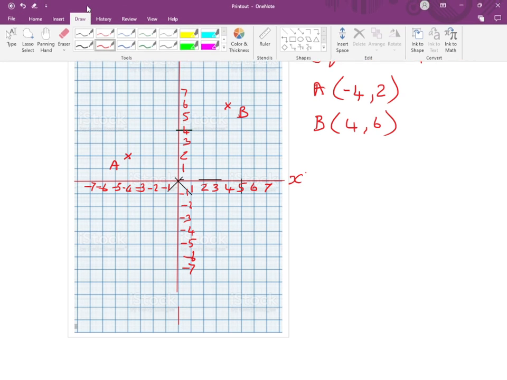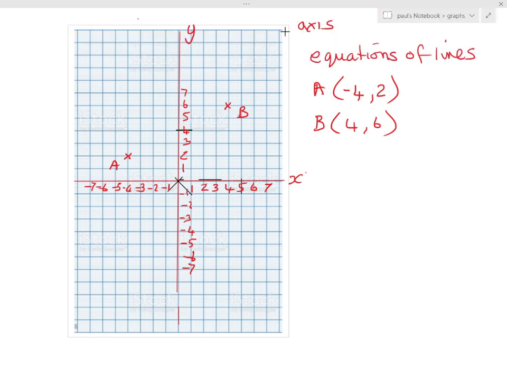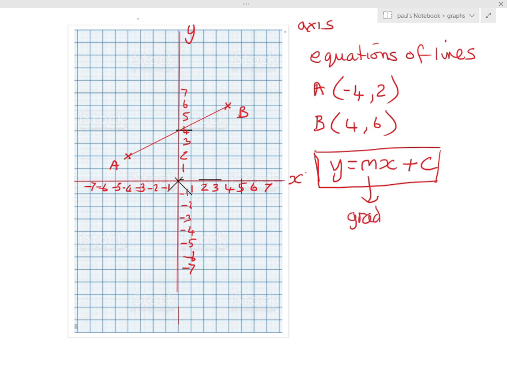So it may be that we're asked to work out what the equation of that line is. Now, the way we work out the equation of the line is we have this: y equals mx plus c. And this is the standard way that we will write the equation of the line. Now we know all about the y and all about the x, but we've got 2 other letters here. So this is the gradient of the line, and it's represented by a particular value.